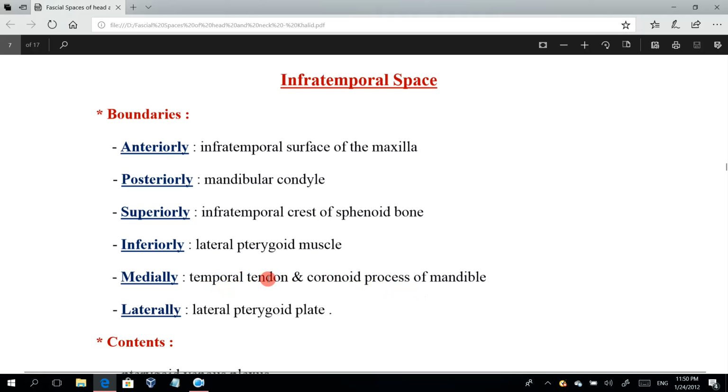I mean, the temporal tendon is the tendon of temporalis muscle, which inserts into the coronoid process of the mandible. So the medial boundary of infratemporal space is the temporal tendon and coronoid process of mandible. Laterally, we have the lateral pterygoid plate. So these 6 boundaries of the infratemporal space, you should know very well in order to know where this space is exactly present.